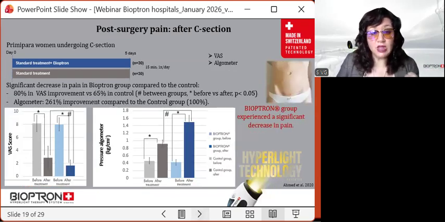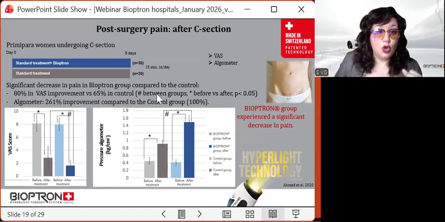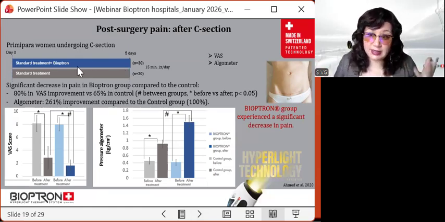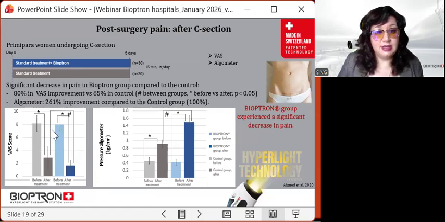Also, as we said, for post-surgery pain, post-surgery will have a double effect, pain relief and acceleration of the wound. Once again, same protocol as in the other ones, comparing a group with Bioptron and another one without Bioptron. You can see here that with Bioptron, the pain decreased much more. So it was an improvement of 261% in the group of Bioptron, with a 100% improvement in the control group. So these ladies, after the C-section, accelerate the wound healing, but also have more than double less pain than the ladies that didn't receive Bioptron.